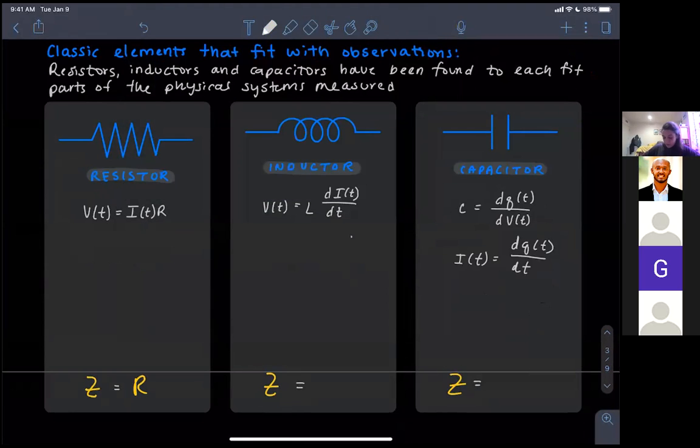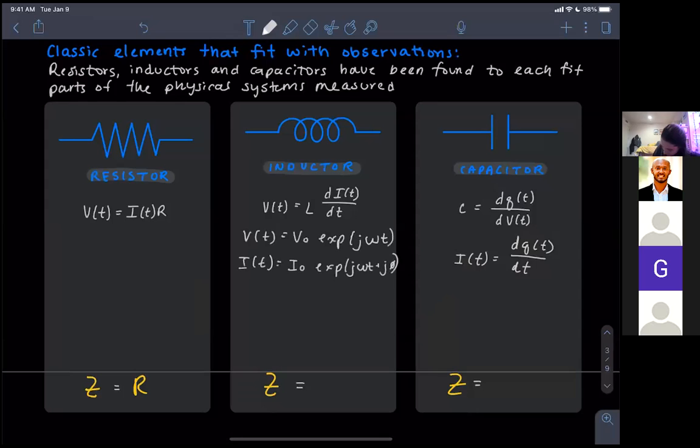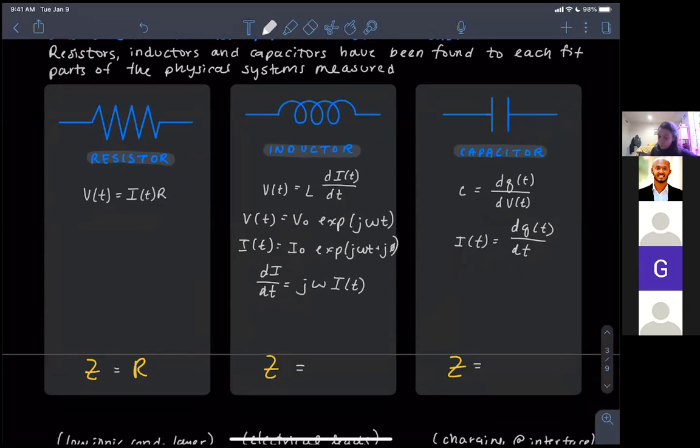The inductor is very often described as the potential is equal to the inductance, L, times the time derivative of current. And so just as a reminder, our potential is given by V0 exp of j omega t. And our current, we found before, is equal to I0 times the exponent of j omega t, times j phi. So then the time derivative here is going to give us j omega times I of t. So just times itself, as is the rule for exponents.